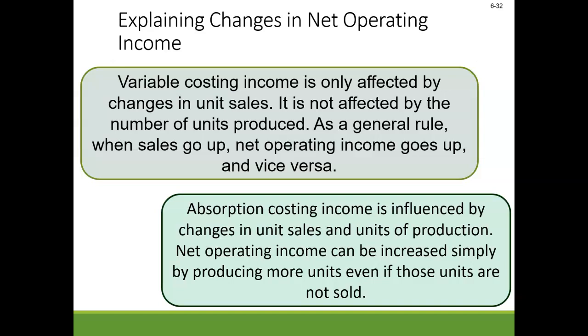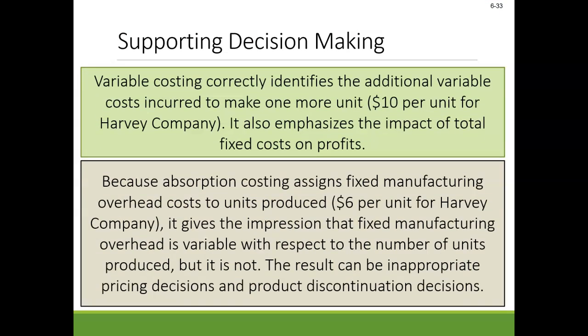Variable costing income is only affected by changes in unit sales. It's not affected by the number of units produced. When sales go up, net operating income goes up under variable costing. Okay?